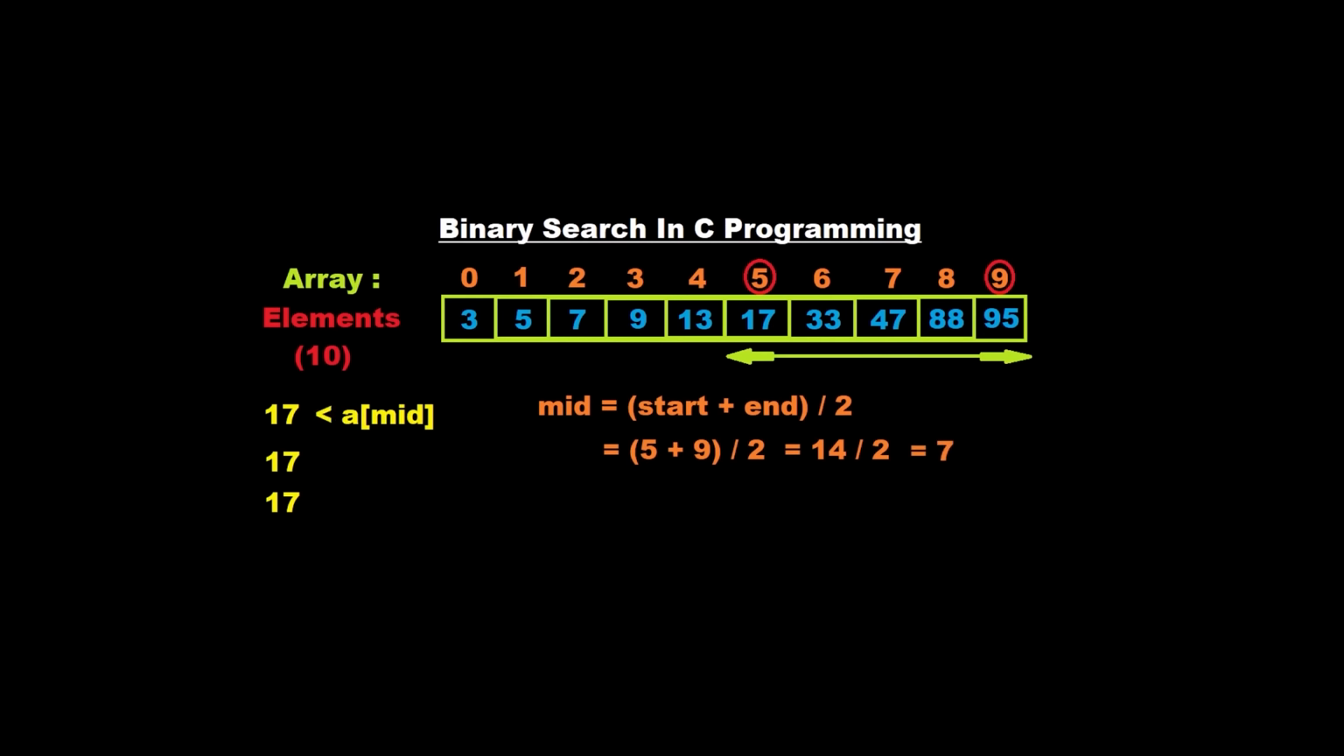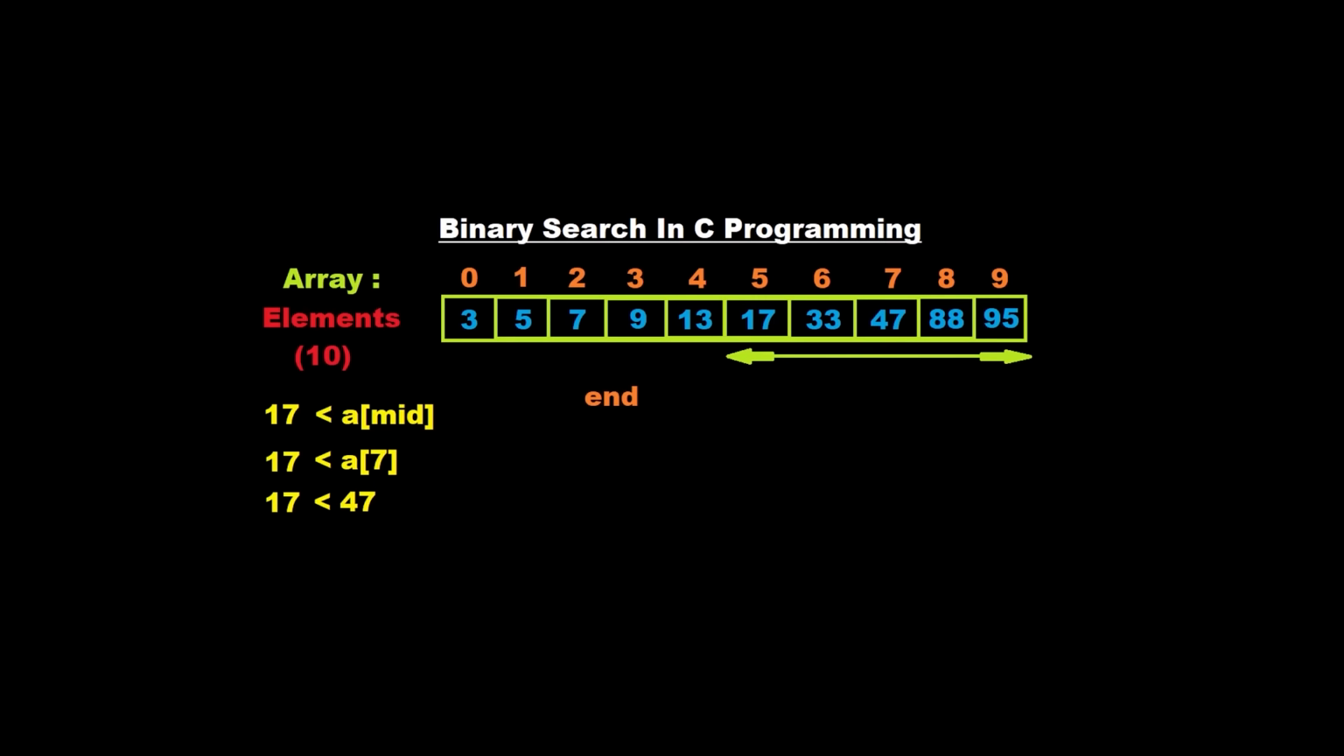17 is less than a of mid, or 17 is less than a of 7, or we can say 17 is less than 47, which is true. So now, because it is less than the mid value, we will change the formula for end. End equal to mid minus 1. That is 7 minus 1 is equal to 6. So we have start equal to 5 and end equal to 6.